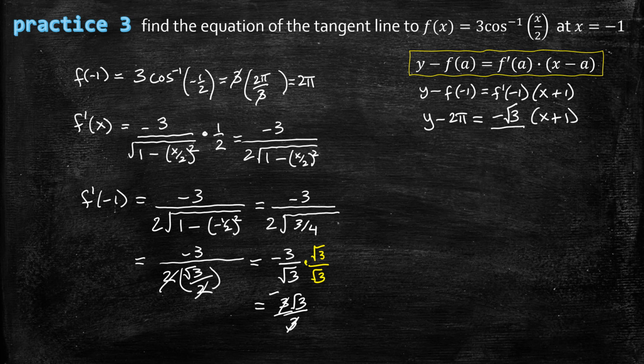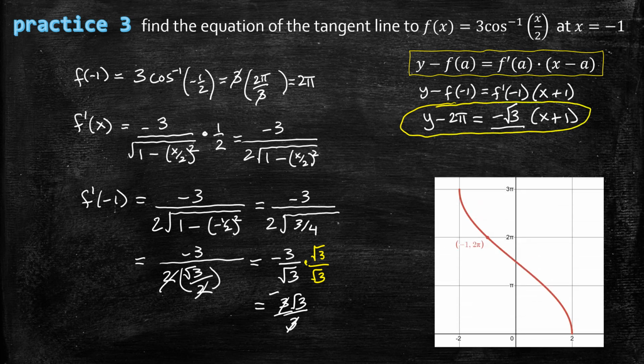So this is the equation of the tangent line, and what I did is I tested it in Desmos. So there's the function f of x, the inverse cosine function, and then what I did is graph that tangent line, and it went perfectly through the point negative 1, 2 pi.